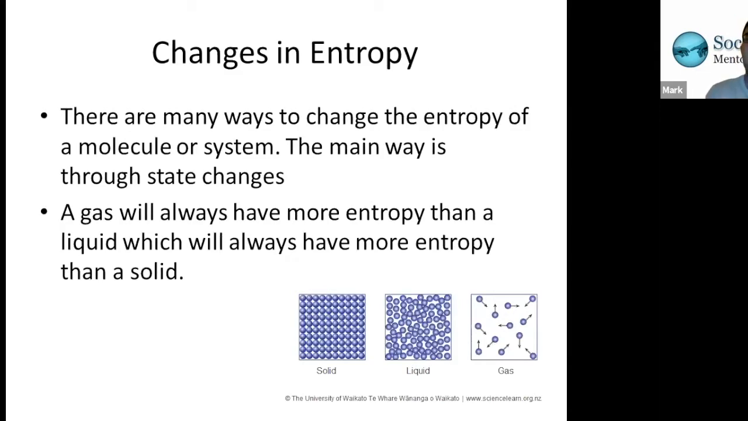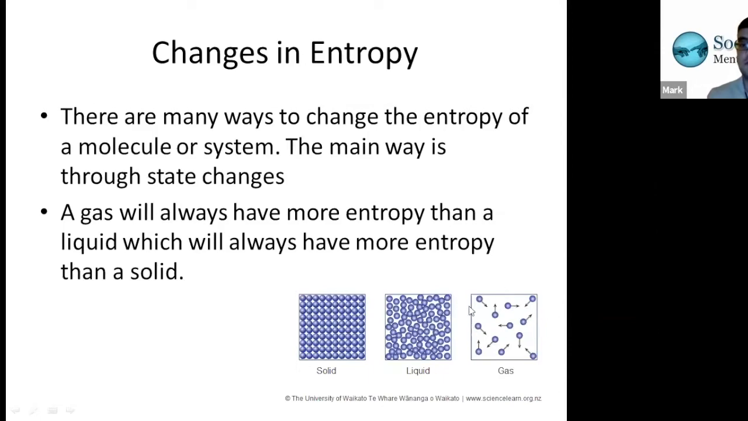Okay, so how do we change entropy? There are many ways that changes to entropy occur in a molecule or a system. The main way is through changes in state. So for example, a gas will always have more entropy than a liquid, and a liquid will always have more entropy than a solid. And you can see that over here in the bottom right with these molecule diagrams, which I'm sure you've seen before.